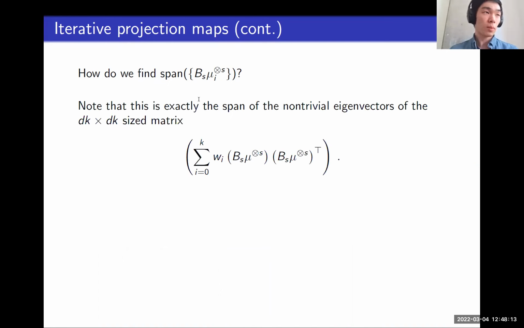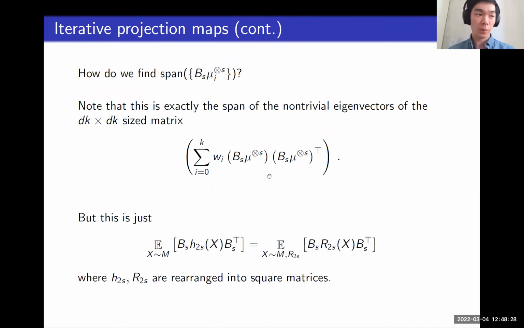So again, recall this rank k matrix, right? The span of bs times mu I to the s is exactly the span of the non-trivial eigenvectors of this matrix. But if we rearrange this matrix, this is something that we can actually compute, because if we take the 2s Hermite polynomial tensor and put bs and then bs transpose around it, where we rearrange the inside into a square matrix, then the expectation of this is exactly the expression on top.